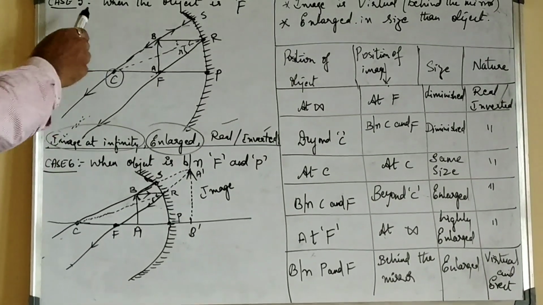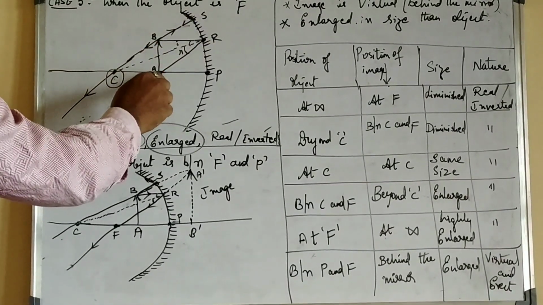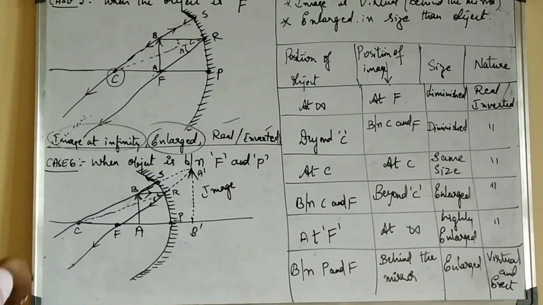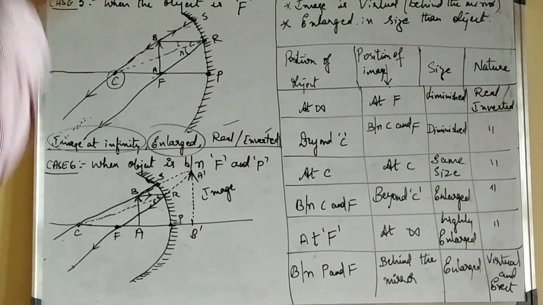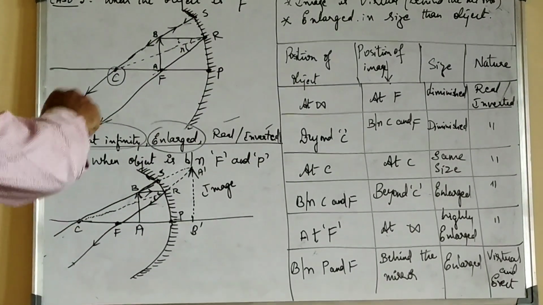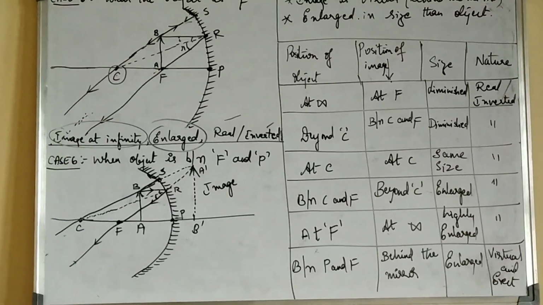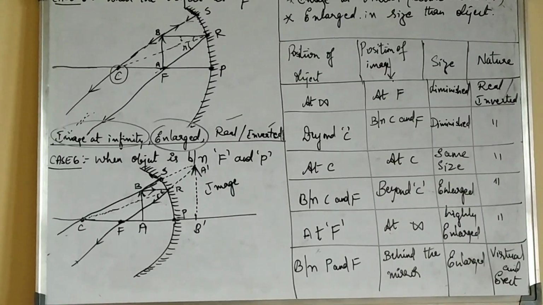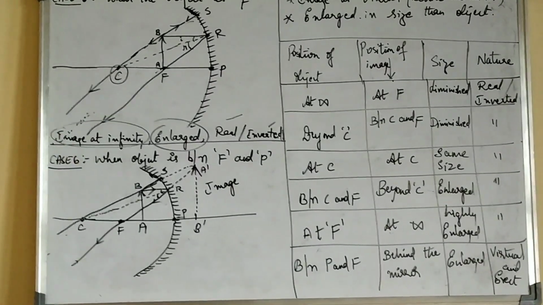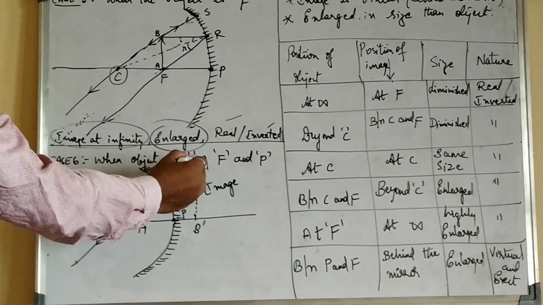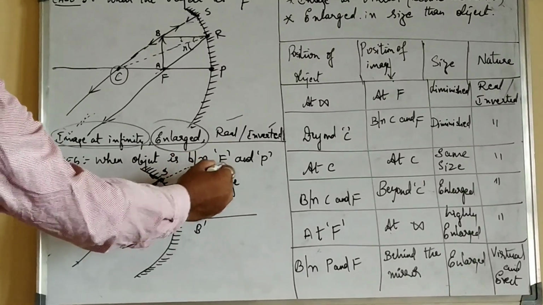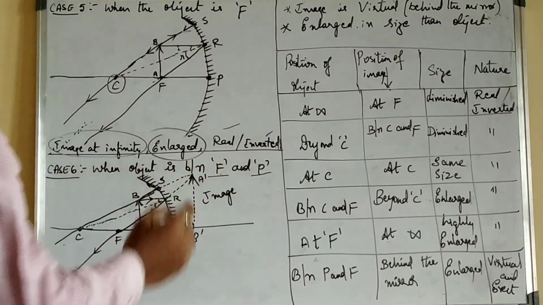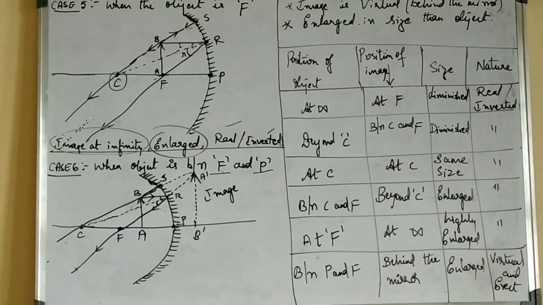Now when the object is at principal focus, the image is formed at infinity, but the image is magnified or enlarged as compared to the size of the object. Okay, and the image is real and inverted. Next is case 6. This is the last case. When the object is between principal focus and pole of the mirror. Very important case this is.